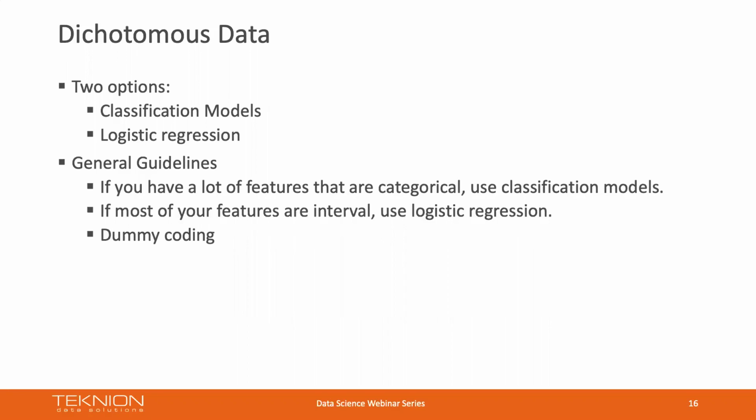So how would you know in that case, when our data is dichotomous, when do we use classification models? When do we use logistic regression? When does it make sense? So here are the general guidelines. If you have a lot of features that are also categorical, meaning predictor variables that are also categorical, in that case, it makes a lot more sense to use classification models. However, if most of your features are interval scale, then you would want to use logistic regression, okay? And here's why. The dummy coding is the real reason behind this.